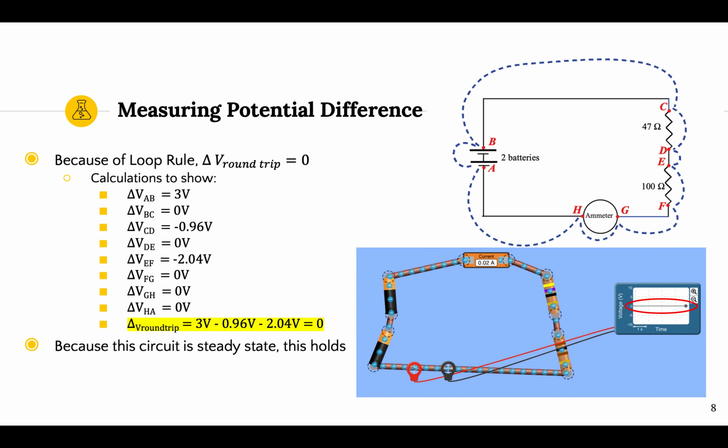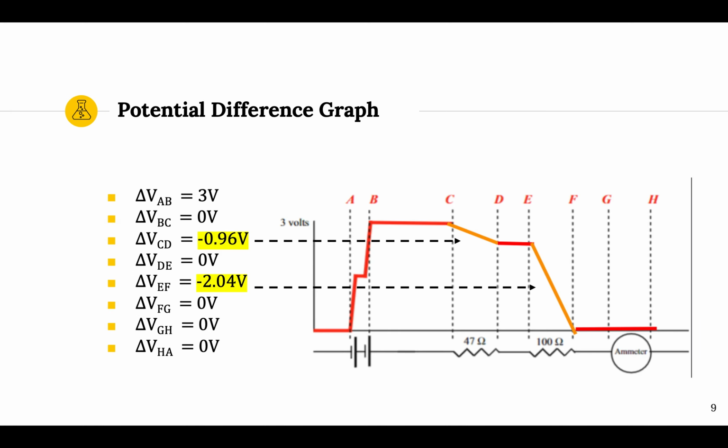Measuring potential difference, because of the loop rule, the total potential difference should be 0, and the calculations are shown above and highlighted. You can see that that does hold true because the circuit is steady state, so the total potential difference is 0. And here's the potential difference graph. You can see all of those potential differences and the corresponding bars that were added to the graph.